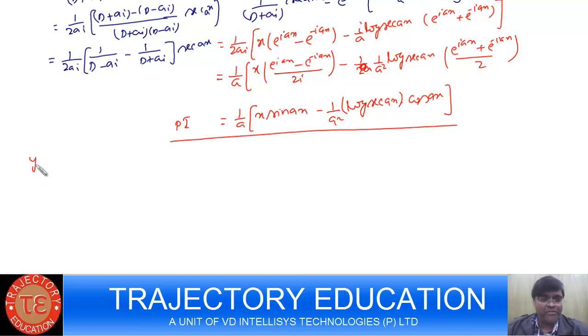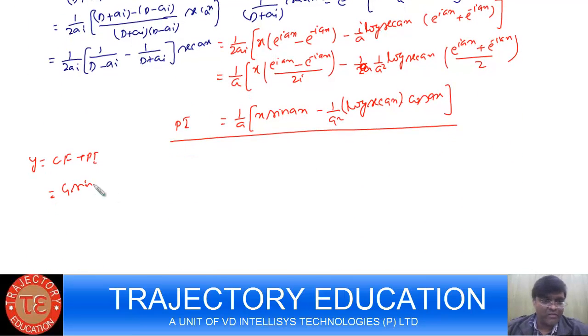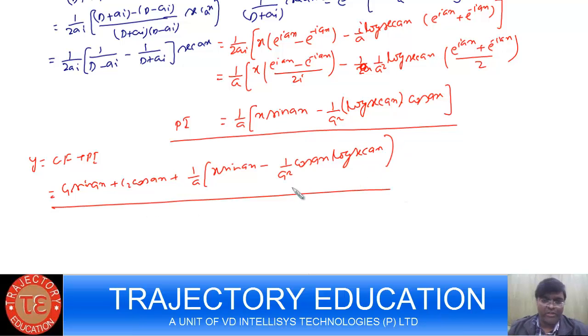This is the PI. So your complete solution is going to be CF plus PI, that is c1 sin ax plus c2 cos ax plus (1/a) x sin ax plus (1/a²) cos ax log sec ax, right? This is going to be the complete solution.